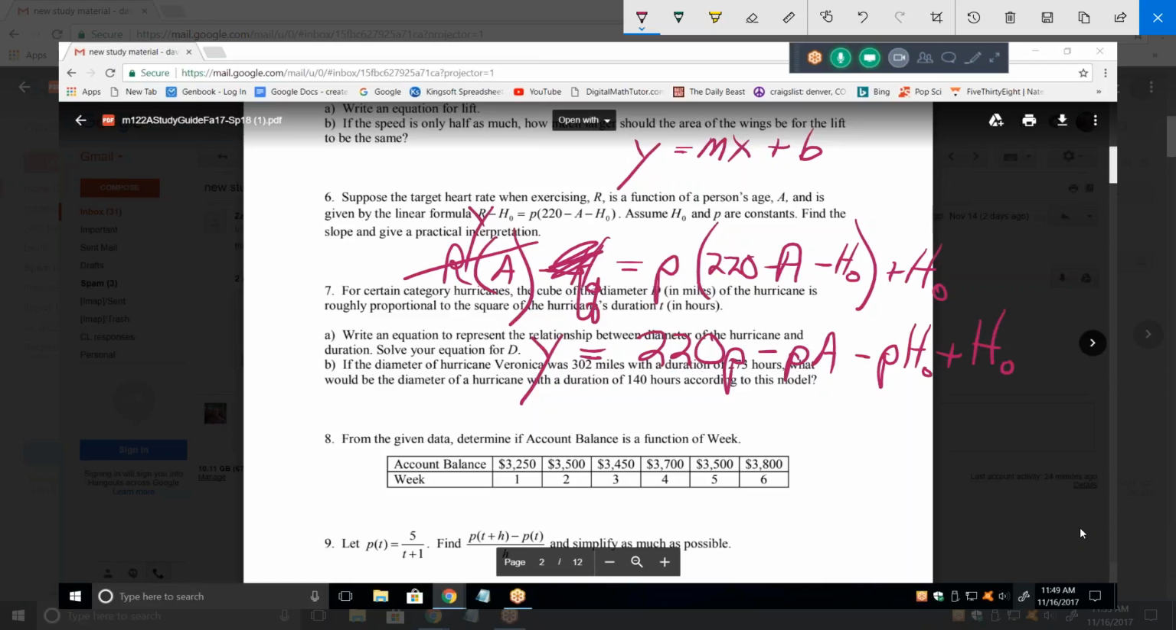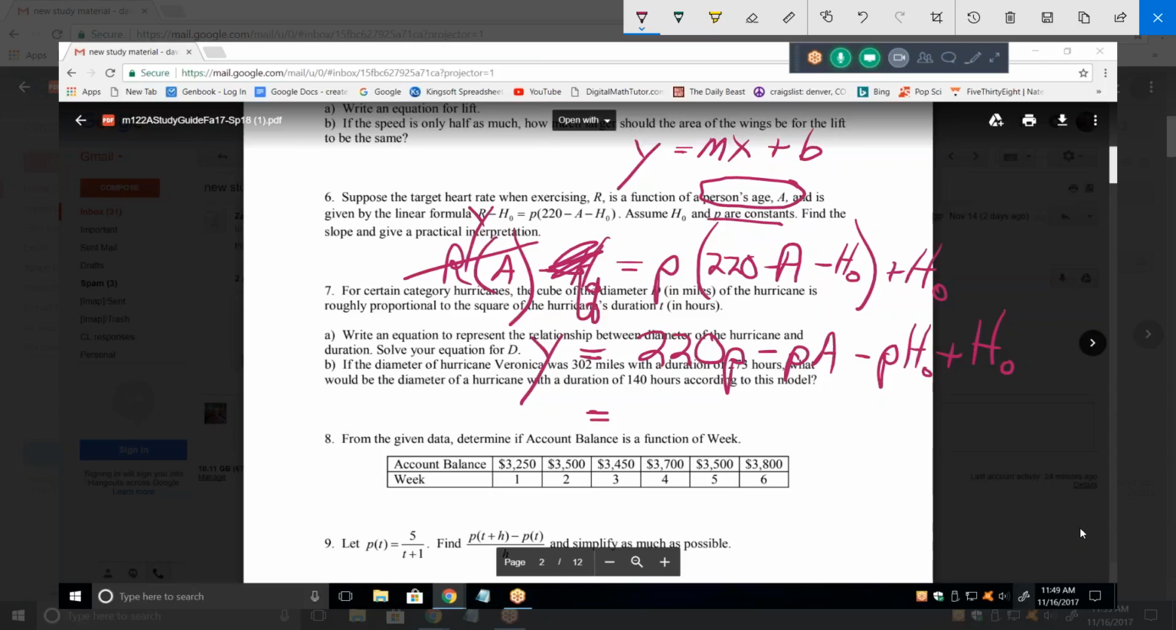Okay. What's the slope? 220. No, rewrite it. Remember, p is not the variable. P is a constant. The variable is a. They're really trying to fool you here because usually a capital letter is a constant and little letters are variables. And they're switching it up on you here. But it's a function of the person's age. So our variable is age.